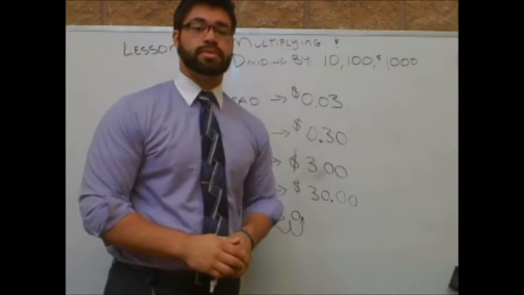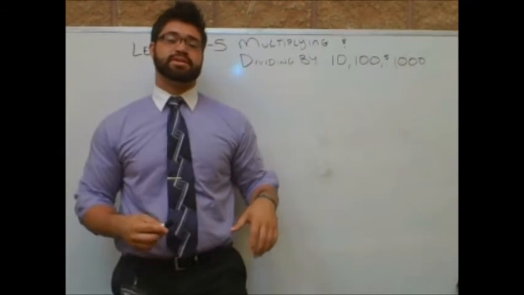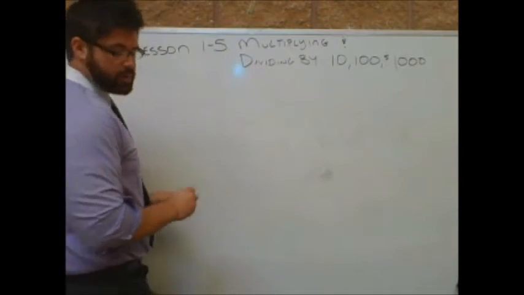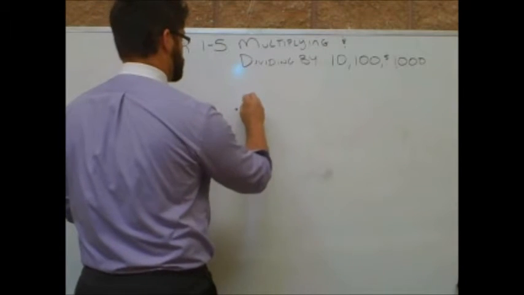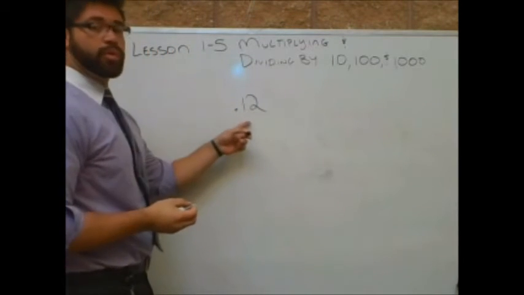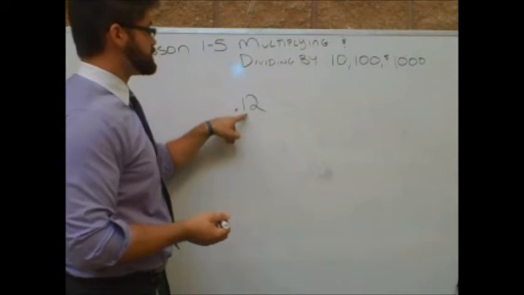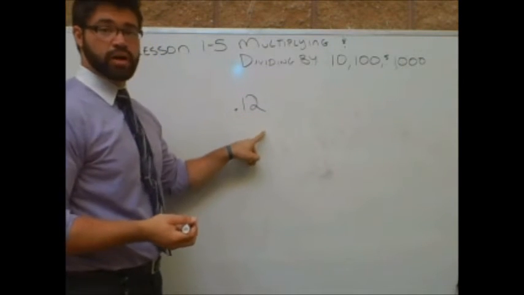Let's look at a few more problems. Before we jump into our guided practice, let's do one more example just to make sure we have everything cleared up. So if I were to write the number 0.12 on the board, or if you remember when we were talking about our place values 2 lessons ago, this is the tenths and this is hundredths, so this is 12 hundredths.